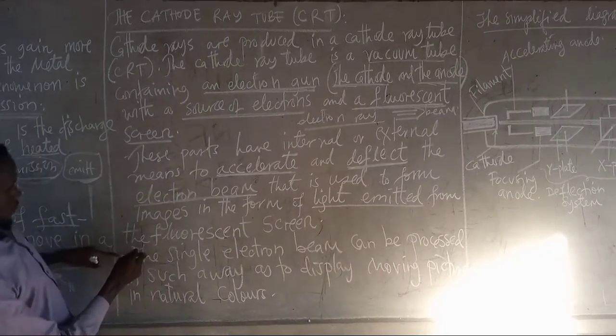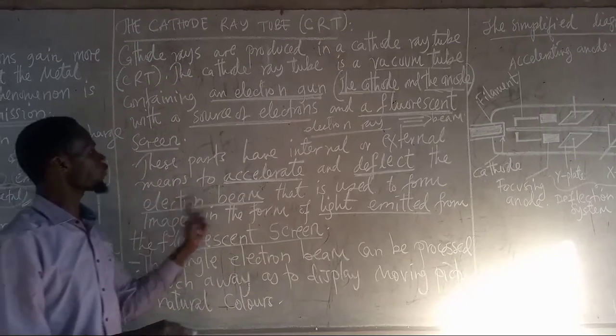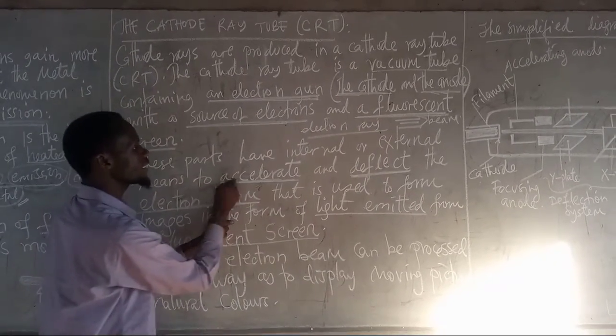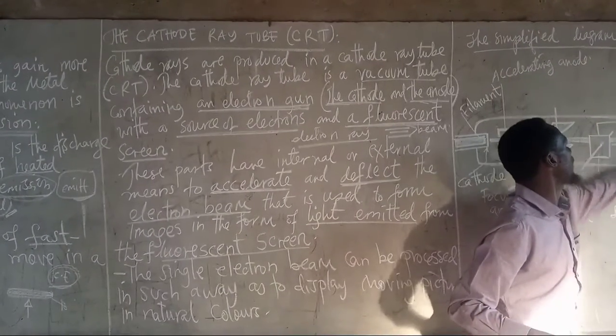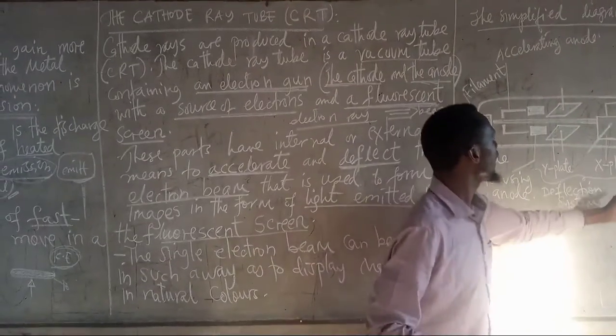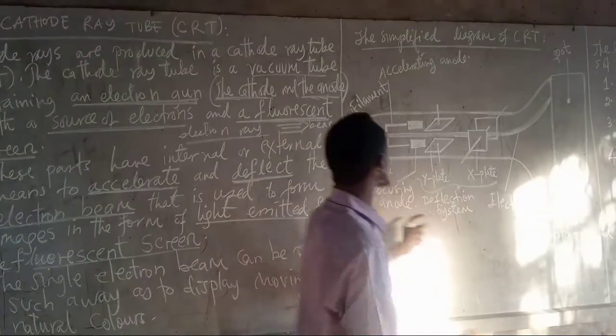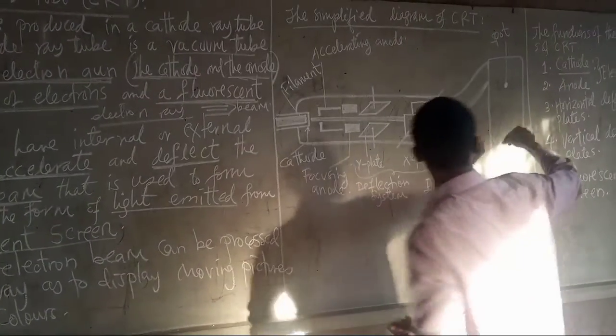So this electron beam that is used to form an image in the light emitted from the fluorescent screen. Kwa maana hiyo, the presence of electron beam ambayo inakuwa accelerated na deflected ndio inawezesha sasa kupatikana kwa image ambayo tunaweza wakaitumia wataalamu aidha kwenye screen, kwenye television. Tunapoiona taswira hapa ni matokeo ya hivi vitu vyote vinavyofanya kazi mpaka vinakuja kwa screen yangu.